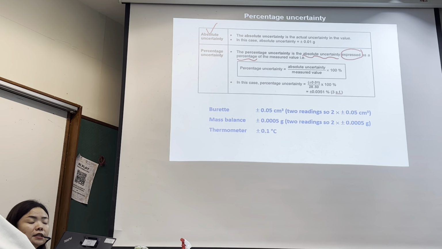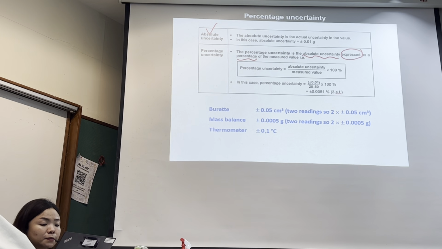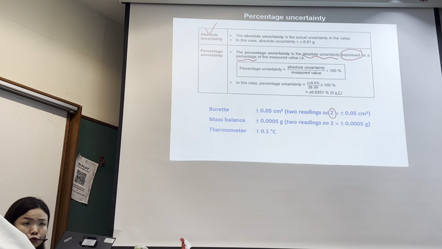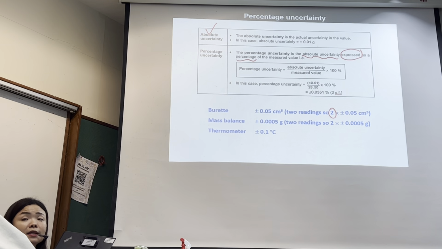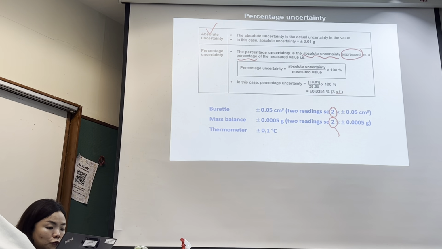Now these are the common ones you need to note down. For burette, plus minus 0.05, but because I do two readings for one value, I will multiply by 2. Similarly for the mass balance. For the mass balance, you will either tare first or you will take with the solid and after emptying. So that's why you times 2. Take twice to get the value.